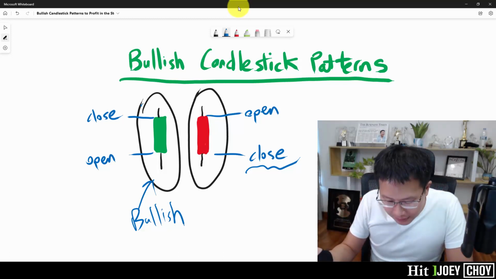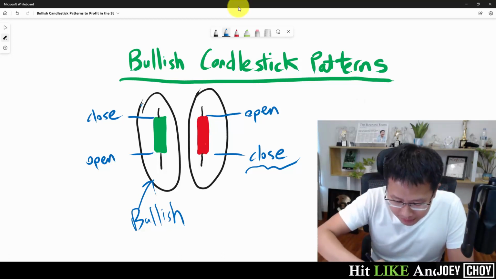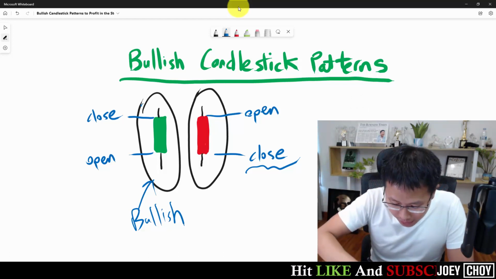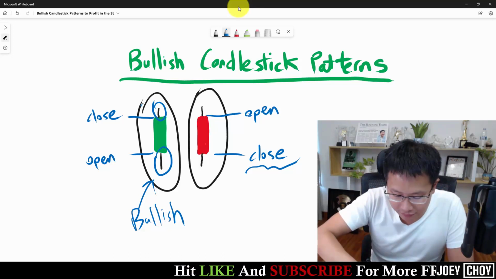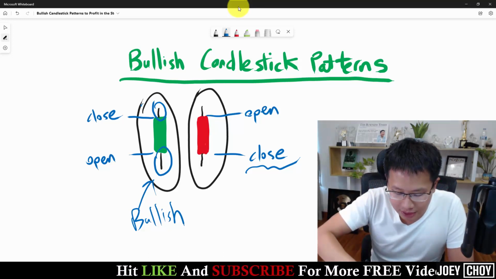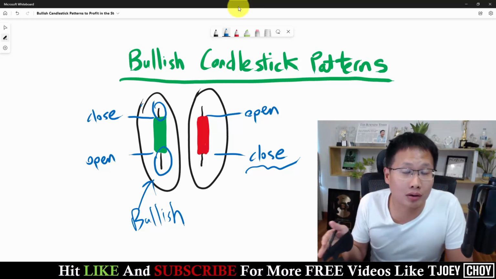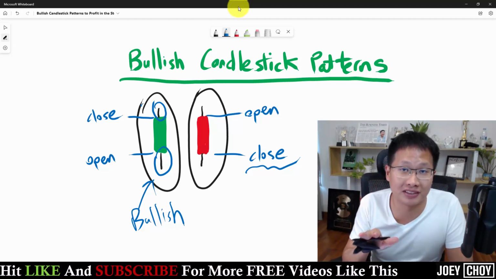But let's go on to talk about the black line. I'm not too sure whether you can see, but there is this black line right here at the bottom and at the top, right? So this is like a black vertical line going down, a black vertical line going up. What are those lines? Well, that is what we call the shadows of the candle.